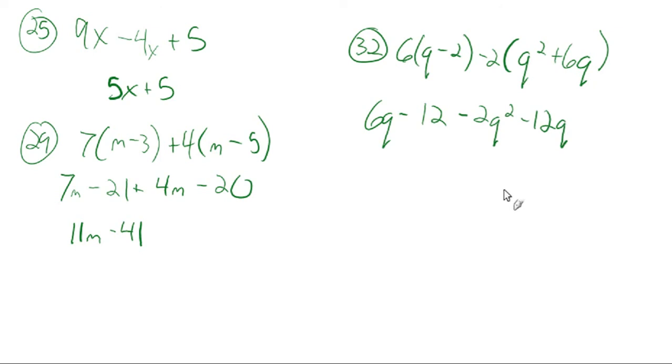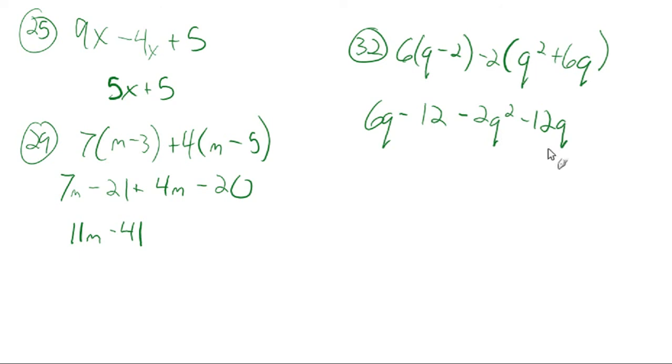Okay, so this is what we call collecting like terms here. Can we put the q squared with the q? No. Nope. Q squared is definitely a different thing than a q. It's just a completely different thing. It's apples and oranges, right?